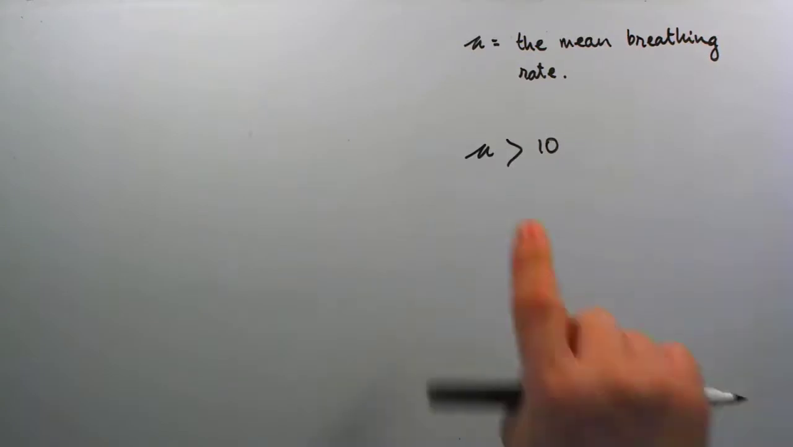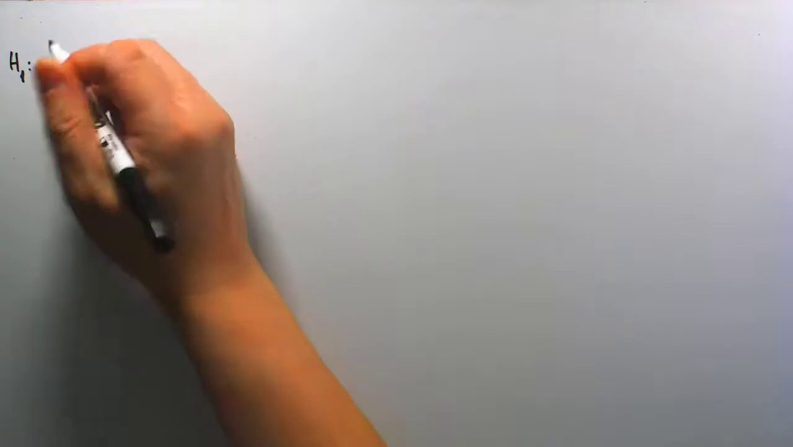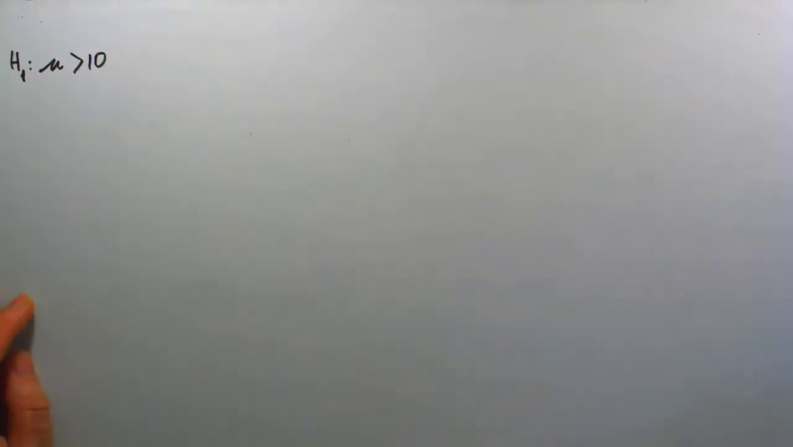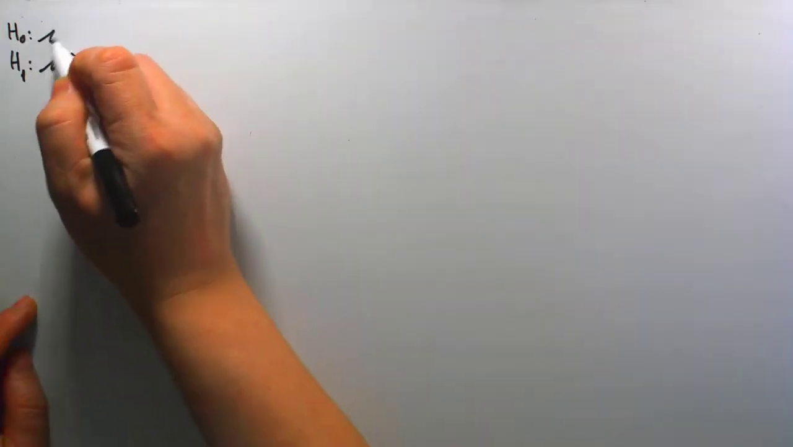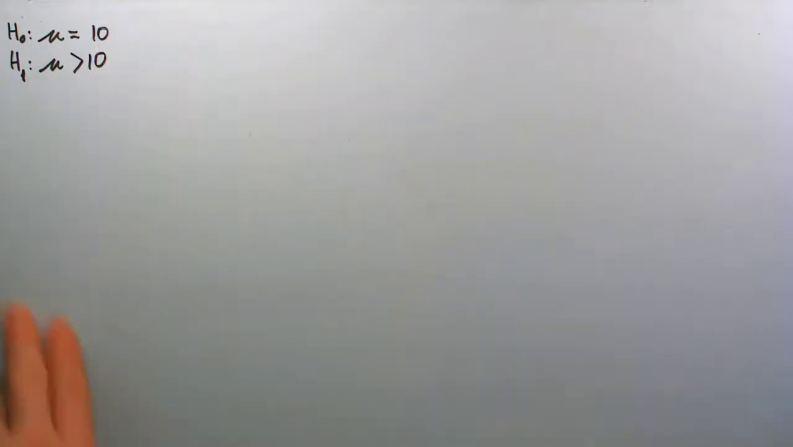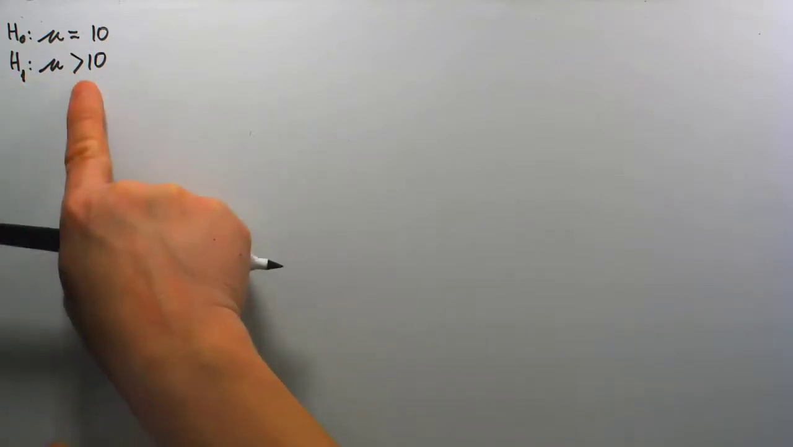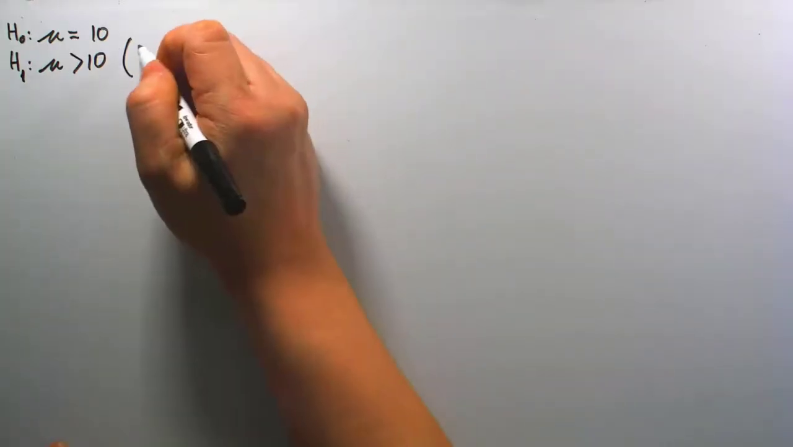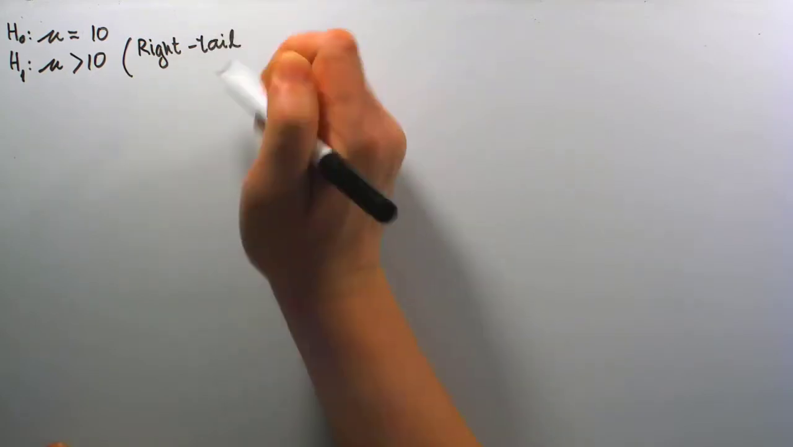That means further that we can have for ourselves an alternative hypothesis stating as H1 that mu is greater than 10. Now we can quickly identify our H sub 0 as a statement saying that mu is equal to 10 breaths per minute. This time the alternative hypothesis has that inequality pointing to the right-hand side. So this test we're about to do is called the right-tail test, or sometimes for short I call it the R-tail test.